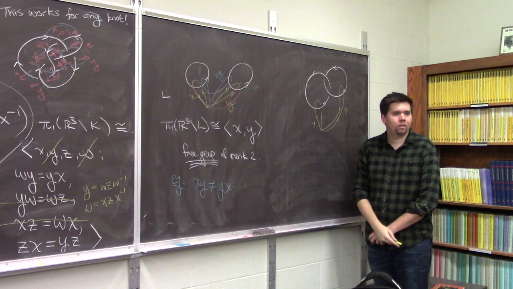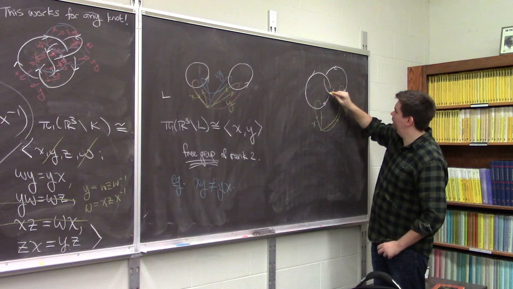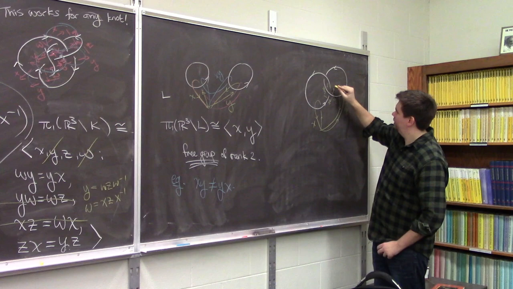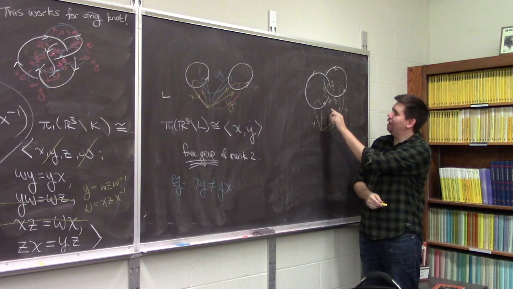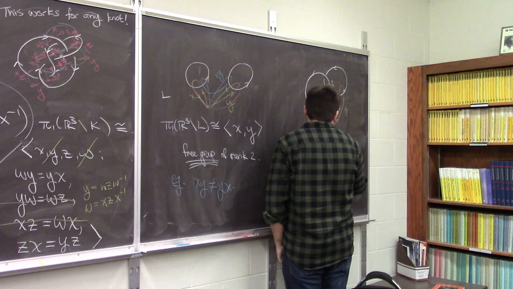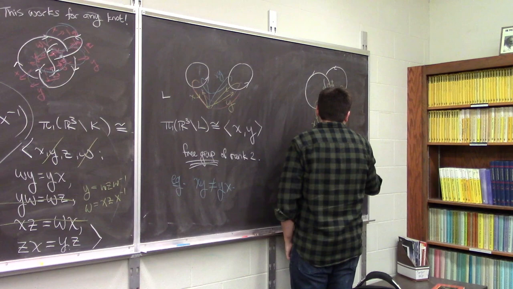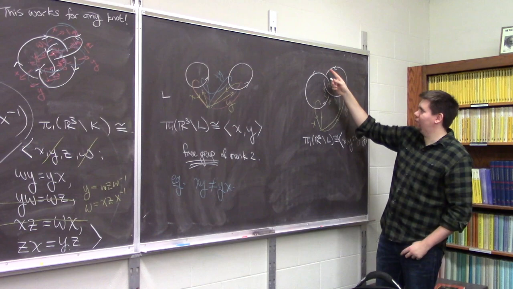Well, if you look really close, right here I have a relationship at this crossing. Here I have my y and y, and here's my x, and here's my x. What's the relationship I get? xy is the same thing as yx. So the fundamental group of the complement of this link is still generated by x and y, but now with the relationship that xy equals yx. And you can check at this other crossing, it's the exact same relationship, because you just have x, x, y, y, so you get xy is yx.